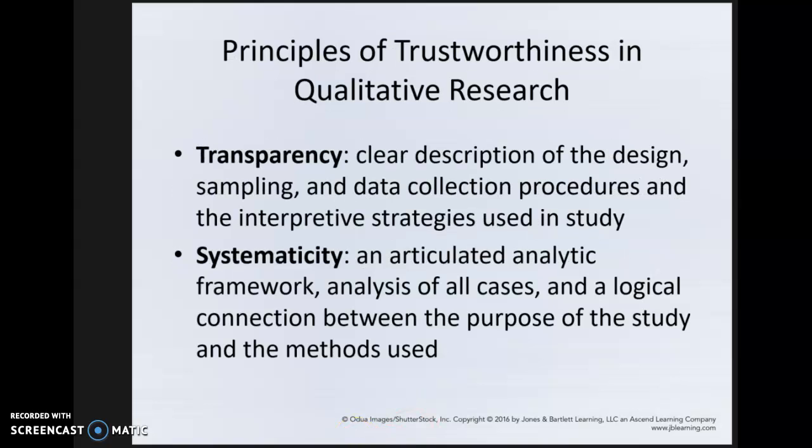So when we're examining two components of trustworthiness in qualitative research, one is transparency, that it's very clear how they did the research and that it was very systematic. So it was in a very analytical framework. Again, it's very structured so that the same process was used for all of the analysis, for all of the data, for all of the scripts, so to speak, if there were interviews, those types of things. So there has to be that consistency that is so important.